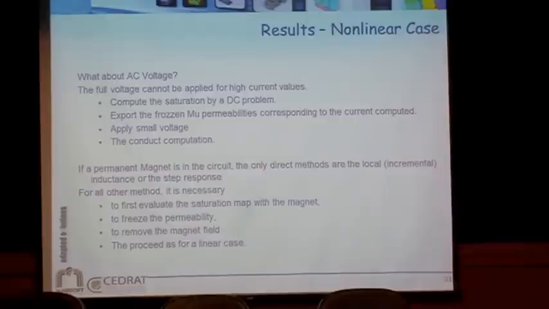For any of the others, what I would have to do is first compute the problem, maybe just with the permanent magnet. What it's going to do is set the saturation picture of the device. If you don't do this and you remove the magnet, you won't have the right permeability, so the quantity will be wrong. So you first compute the DC, freeze the permeability, export it through a table, then you remove the magnetic field, you basically remove the BR, but you need to keep the mu of the magnet because it plays in the reluctance of the circuit. And then you process exactly the same as for the linear case.